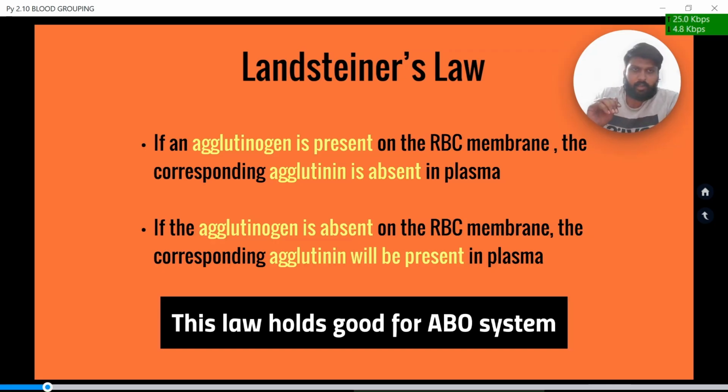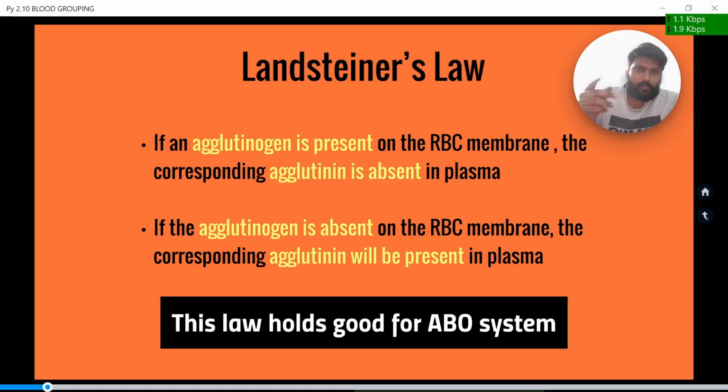So what does it mean? That if you have a particular type of antigen on an RBC surface, the corresponding antibody is absent. For example, if you have an A antigen, the A antibody will be absent in plasma. And if you have a B antigen, the B antibody, which is the corresponding antibody, will be absent in the plasma. Okay, this is the first law.